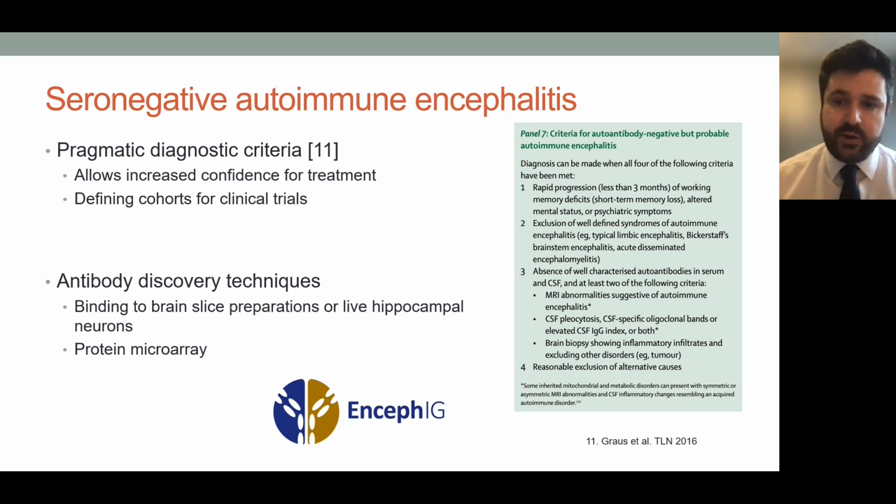In our study, ENCEPH-IG, which is a randomized controlled trial of intravenous immunoglobulin in autoimmune encephalitis, we're trying to improve early first-line immune therapy for these patients. And there are also novel antibody discovery techniques, so using antibody binding to brain slice preparations or neurons in culture, as well as techniques like protein microarrays, which can simultaneously assay binding to hundreds of CNS proteins.